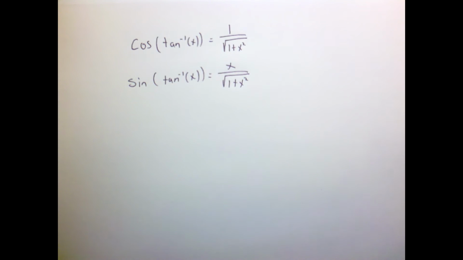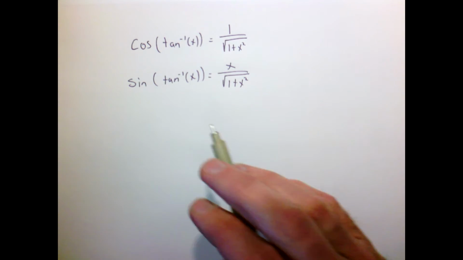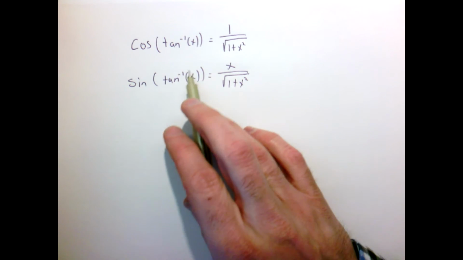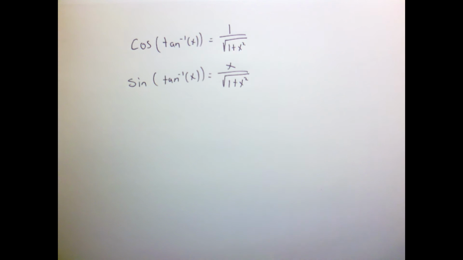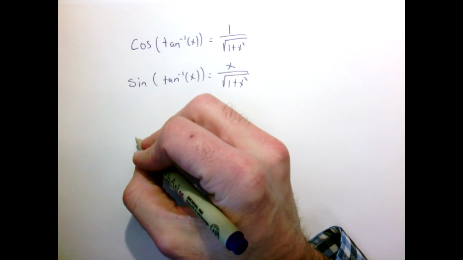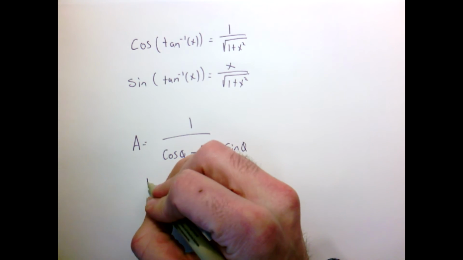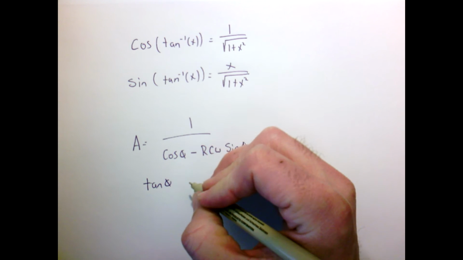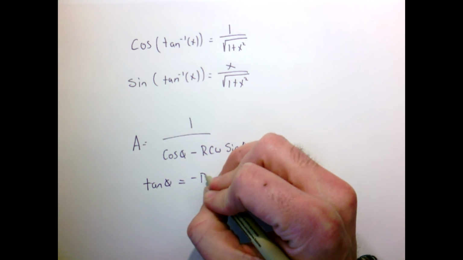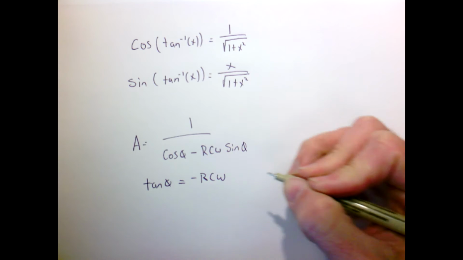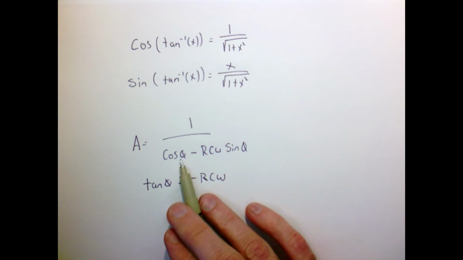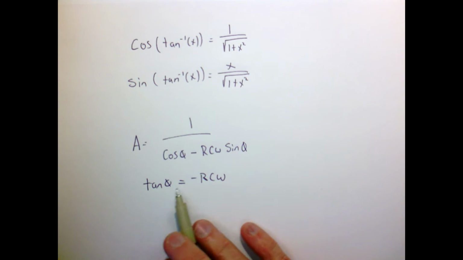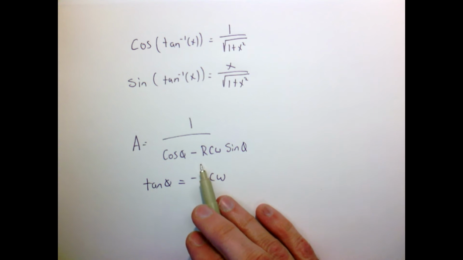So there's these two relationships which you may not remember or may not have seen before, but they're true and you can look them up, which is if I have the cosine or the sine of the arctangent of a function, I can write it in the following form. And so we can use this to reduce the form of our amplitude equation. So if you remember, our amplitude equation looked like that. Our phase equation looked like that. So you can see if we substitute these in, we have the cosine of the arctangent and the sine of the arctangent.